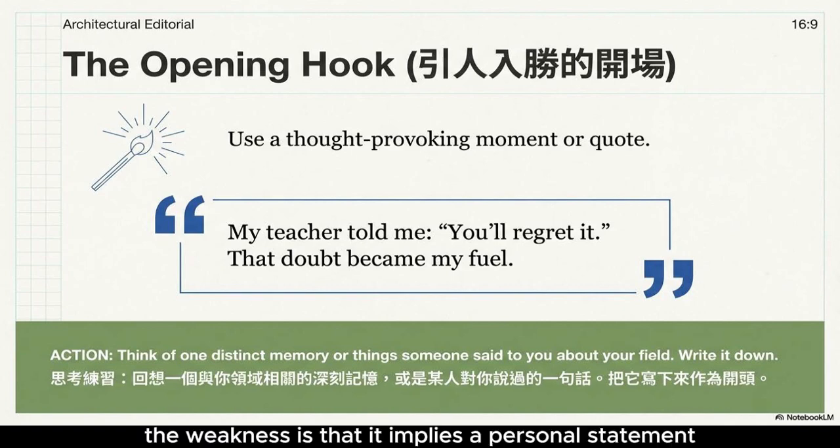Huge risk. The weakness is that it implies a personal statement requires a traumatic event or an enemy to be interesting. Most 17-year-olds don't have a cinematic villain, and we don't want them inventing one. So the suggestion is to balance that dramatic hook with an example of, say, a curious hook or a quiet hook? Exactly. Show that intellectual engagement can be just as captivating as conflict.